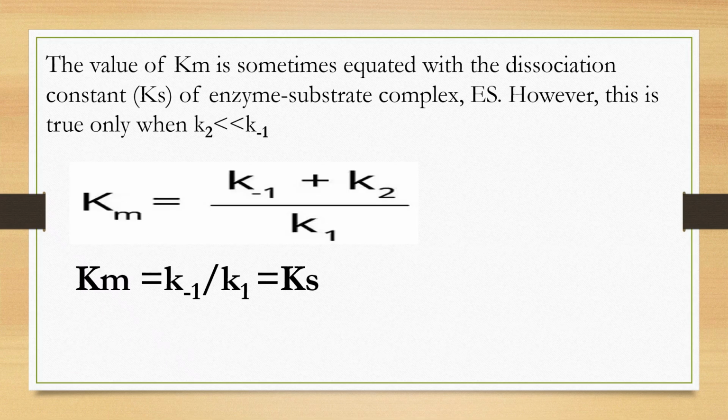Now, sometimes Km is equal to Ks, where Ks is the dissociation constant of the enzyme substrate complex. So when will Km be equal to the dissociation constant of the enzyme substrate complex? When the rate constant K2 is very small compared to K-1. At that time, Km is equal to the dissociation constant of the enzyme substrate complex.